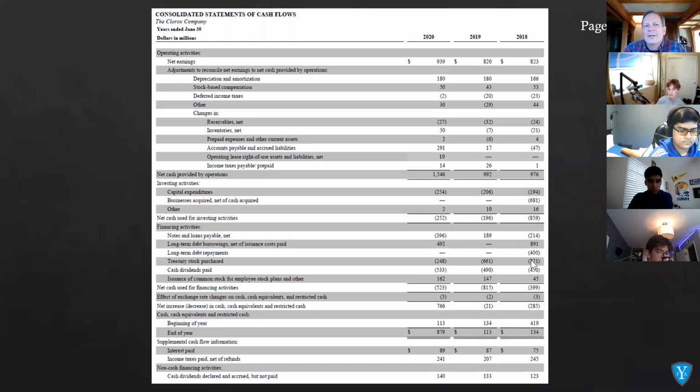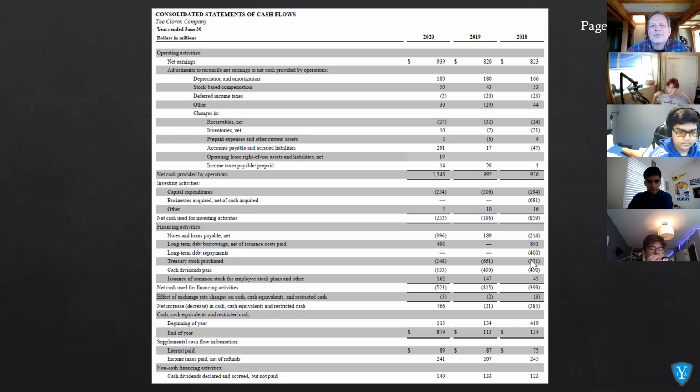And that's in 2020, they've received cash of $1,546,000. The next section is investing activities, and it said, okay, well, of that cash flow, I made investments of capital expenditures, which means I've built factories and things like that. I spent $252,000 on that.